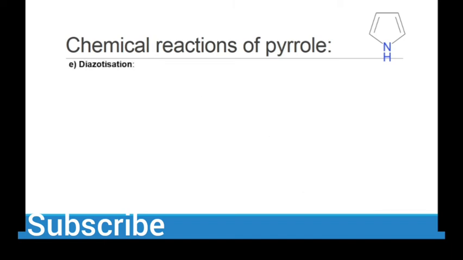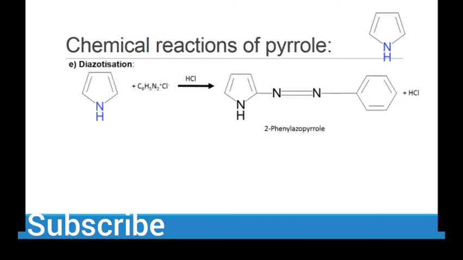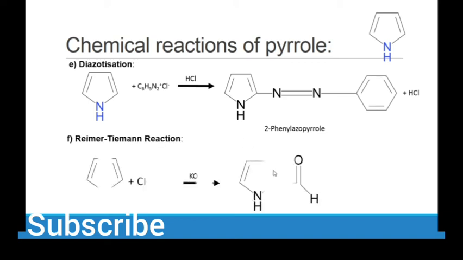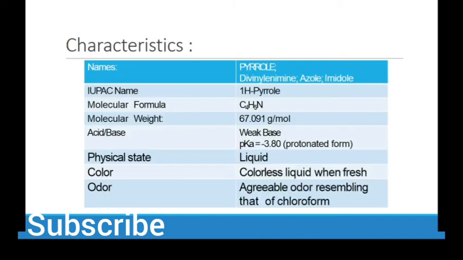And then we have other reactions of pyrrole. It also attacks at position 2, and then we have 2-phenylazopyrrole in the presence of HCl. Then it also reacts with CHCl3 in the presence of potassium hydroxide, which is KOH, and then we have 2-formylpyrrole. So these are a few chemical reactions.